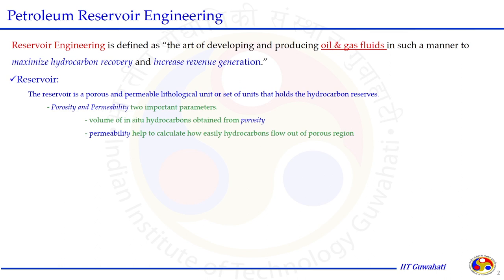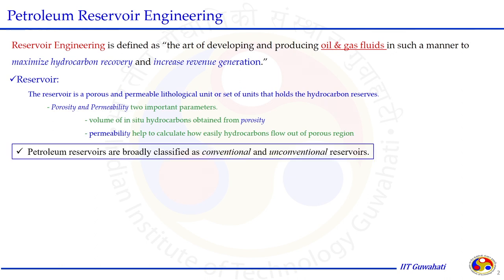Out of those, two important properties are porosity and permeability, which differentiate a petroleum reservoir from a water body reservoir on the surface. Those actually characterize how much hydrocarbon reservoir fluid is present and how easily it is accessible. So porosity is the amount of hydrocarbon reserve present in that porous permeable rock, and permeability is the property of that rock that calculates how easily hydrocarbon fluid can flow out of this porous region.